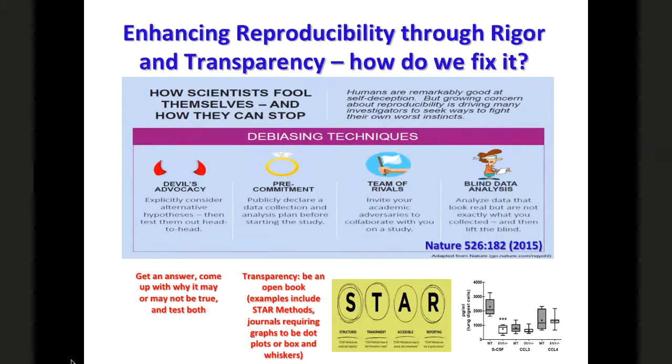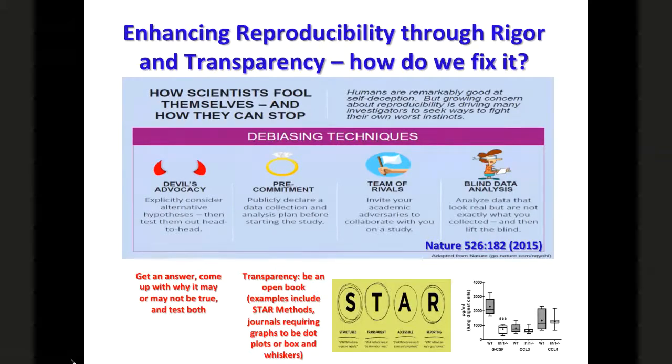Because the journal required that we can only graph our data 2 ways. Column graphs, bar graphs, verboten. You could not use those. You either had to show all your dot plots, every single mouse, every single thing, or you had to do box and whiskers with all these components in it. Because when you do that, people know exactly how reproducible your data is, right? You have to be transparent.